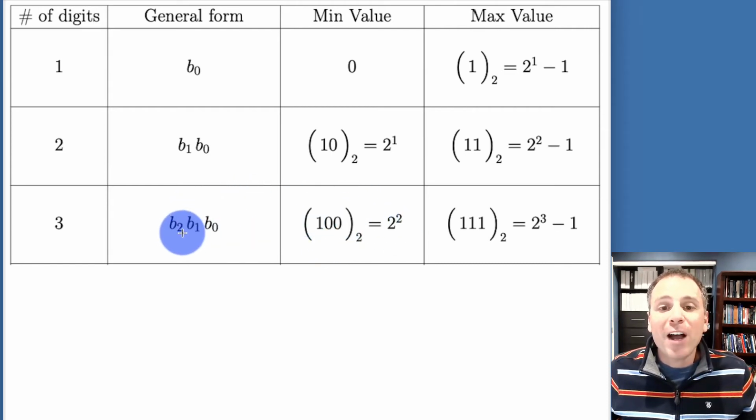The maximum value, what happens when I max out each individual bit, is the chain 1, 1, 1. So here we have 1, 1, 1. That's equivalent to taking 1 times 2 squared plus 1 times 2 to the first plus 1 times 2 to the 0. So that would be 4 plus 2 plus 1. 4 plus 2 plus 1 is 7. 7 is another way to say 2 to the third minus 1.